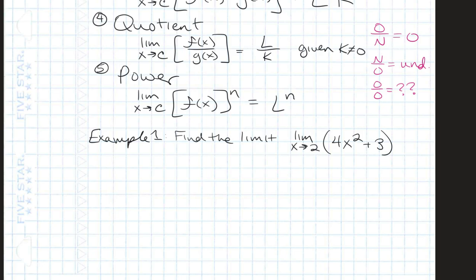But if we didn't have an idea of the graph, and we don't need an idea of the graph, how can we use these properties to find the actual limit? Okay, first things first, we're going to use property number 2. Property 2 said that I can separate and do the limits of each part separately. So I'm going to do the limit of the 4x squared plus the limit of 3. That's property number 1. Sorry, property number 2.